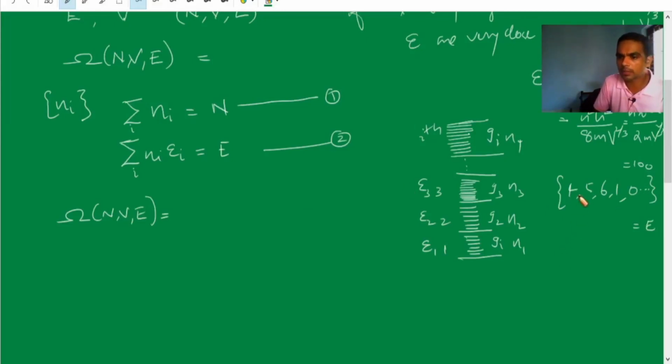അതൊരു സെറ്റാണ്. സിമിലർലി 1, 2, 3, 4, 1, 0. Another set you can write 7, 0, 4, 2, like that. So this also, if you add to 100 and their corresponding energy becomes E, then that also is another set. So similarly, there are many other distribution sets Ni.